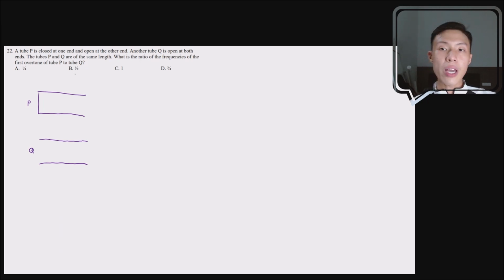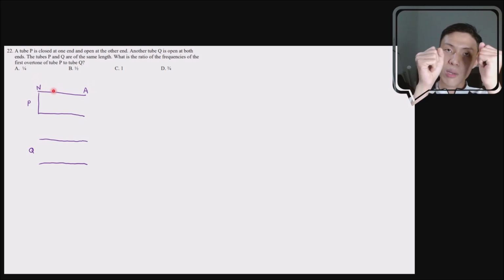Now we are asked to find the frequency of the first overtone for tube P and tube Q. Well, how do you find the first overtone? The first overtone is the first tone after the fundamental tone. So we can start by sketching the fundamental tone first, and after that, go up one step by introducing a node into the situation.